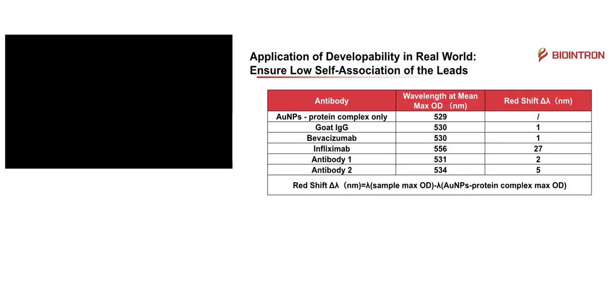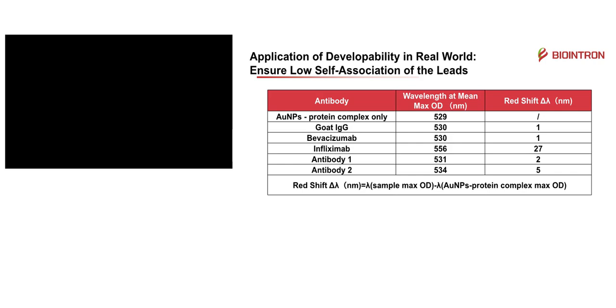And this is just two antibodies, showing whether they have any chance of self-aggregation at low concentration. That's AC-SINS. And we have a positive control called infliximab, which has a very large redshift. In this assay, if you have a large redshift, that means this antibody has a strong tendency to self-aggregate. So fortunately, these two antibodies were quite good in this assay.